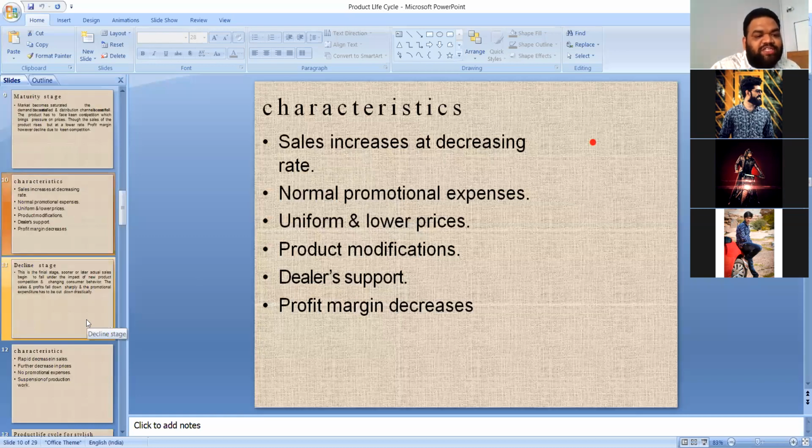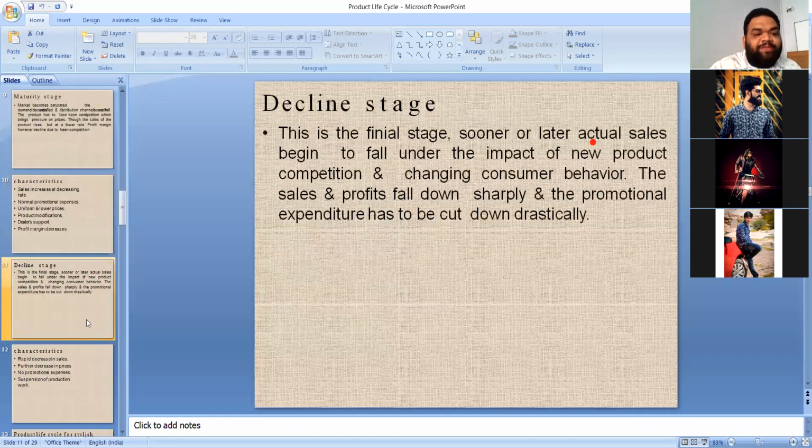The next stage is the decline stage. This is the final stage. Sooner or later, actual sales begin to fall under the impact of new product competition. Some of our competitors have entered the market with a new product. With changing consumer behavior, the sales and profits fall down sharply.